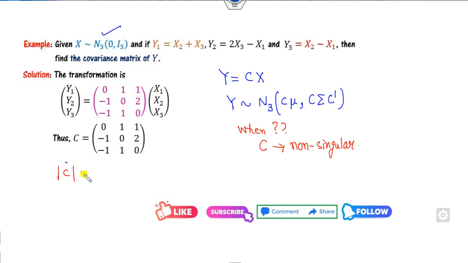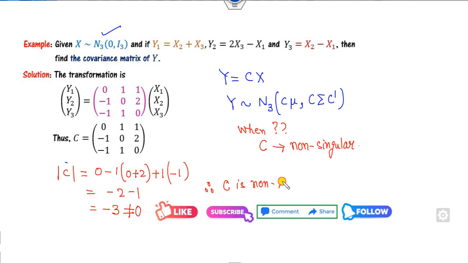I can start from the determinant. The first value is 0, then minus 1 times 0 minus 2, then plus 1 times 1 minus... so it will be minus 2 minus 1, which is minus 3, which is non-zero. Therefore c is a non-singular matrix.